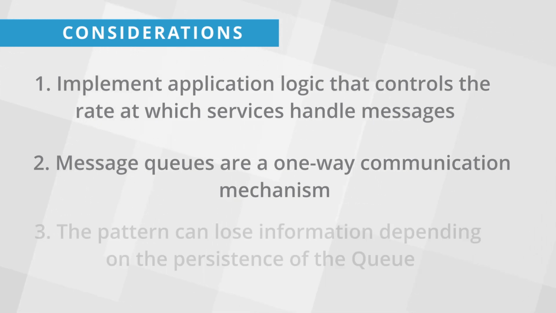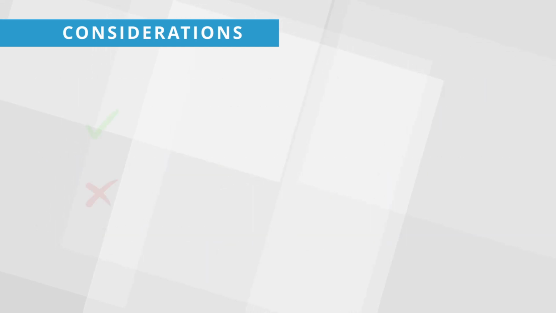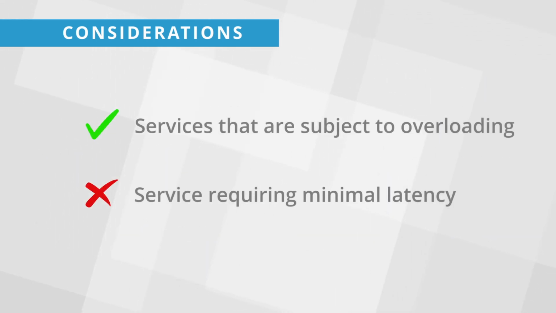Another consideration is that the pattern can lose information depending on the persistence of the queue. If the queue experiences a crash or drops information, it is possible that you may not receive a guaranteed delivery. Your queue's behavior and system limits must be considered based on your solution's need, and necessary strategies should be adopted to increase resiliency. This pattern is useful to any application that uses services that are subject to overloading. On the other hand, this pattern isn't useful if the application expects a response from the service with minimal latency.